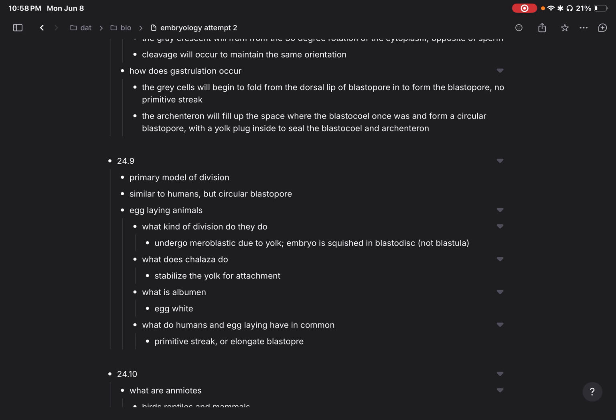Now talking about egg-laying animals, they undergo meroblastic cleavage because they have the yolk. In fact, they have so much yolk that the embryo is squished, and it's actually called a blastodisc, not a blastula.